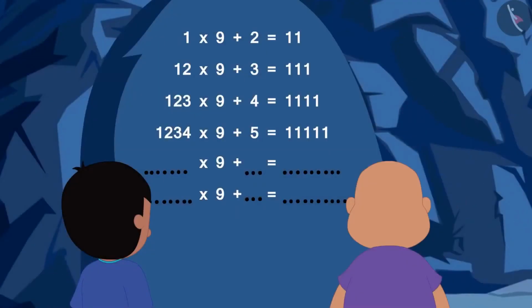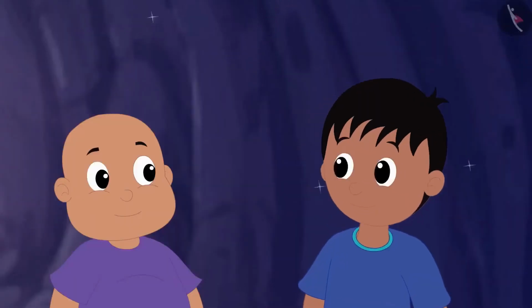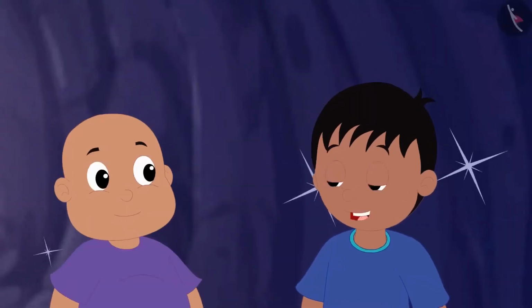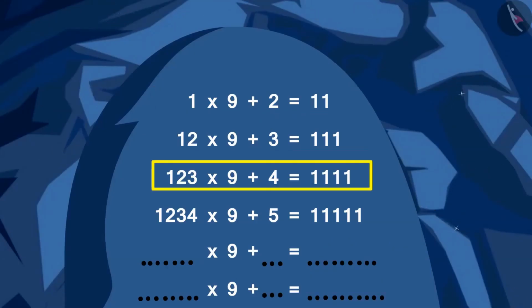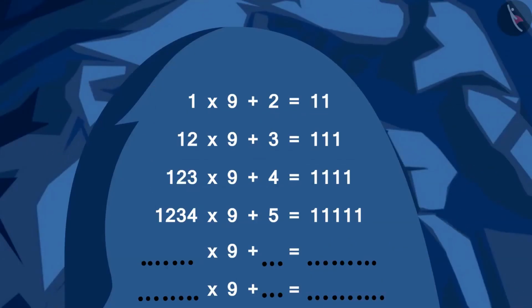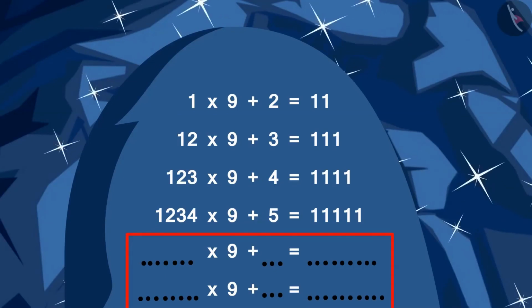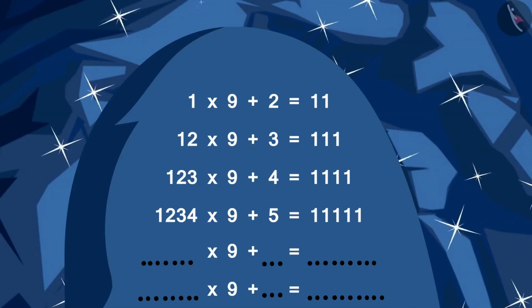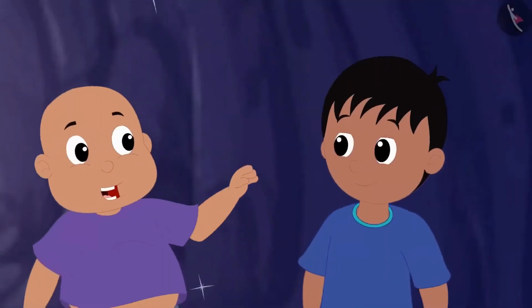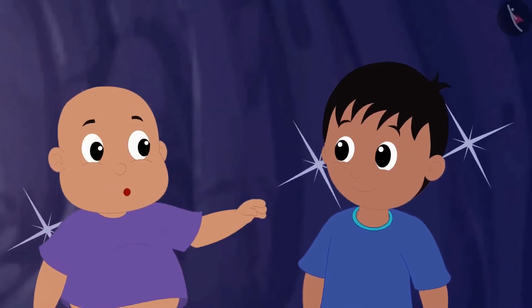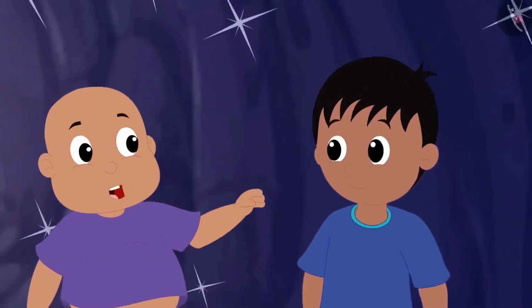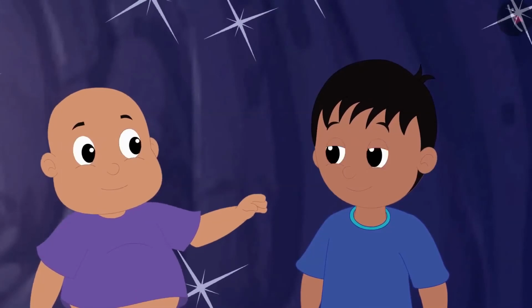Then they saw a door there. Bablu, this door has closed the path ahead of the cave, and there are some multiplications written on this door. And then there are some blank spaces at the bottom. Raju told Bablu. Yes, Raju. Look, it looks like a number pattern. Let us try to find its sequence.